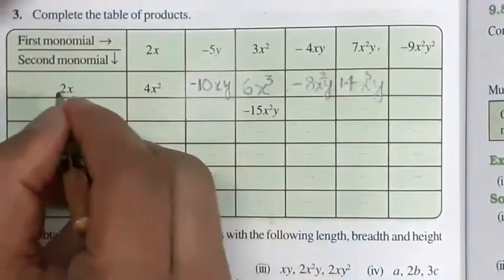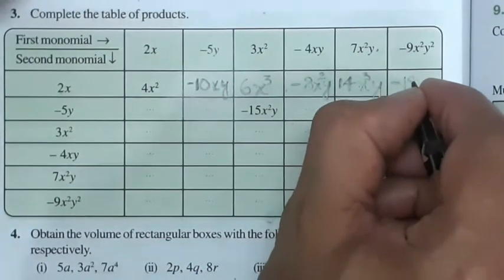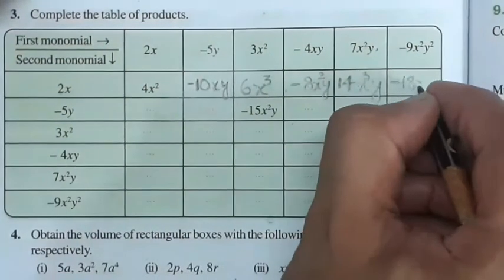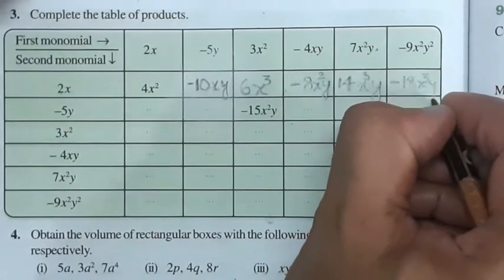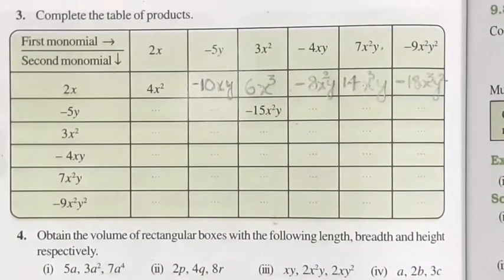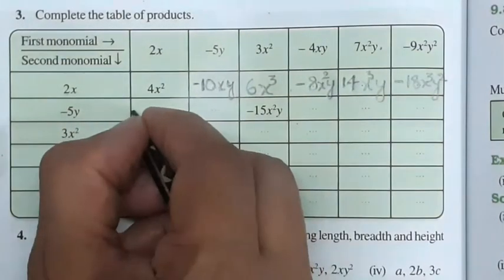Okay, and 2 into minus 9, minus 18. x into x square y square, it is x cube y square. Now, the second one. Minus 5 into 2, it is minus 10.